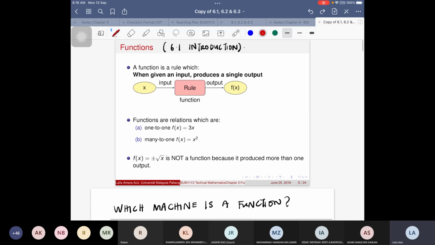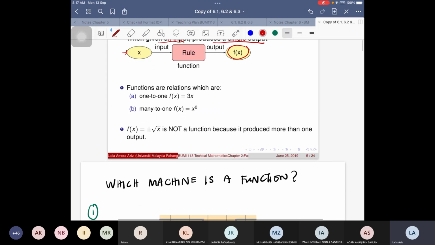So apa dia function? So function ni adalah something that according to the rule, bila kita bagi satu nilai, kita panggil dia sebagai input, so function ni akan menghasilkan a single output. Dia akan hasilkan satu output. So tu adalah function. Okay, contohnya kita ada nilai x, so kita masukkan dalam function tersebut, hasilnya adalah f of x. So nilai yang kita dapat daripada function tersebut, tu adalah kita punya output.